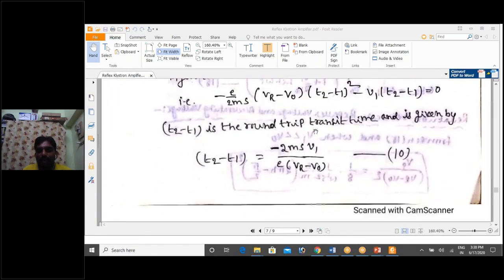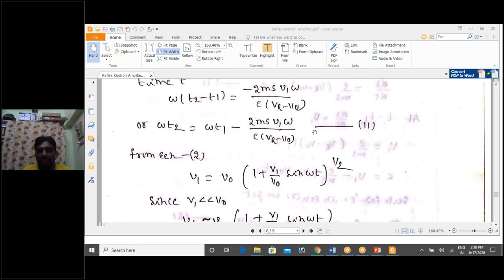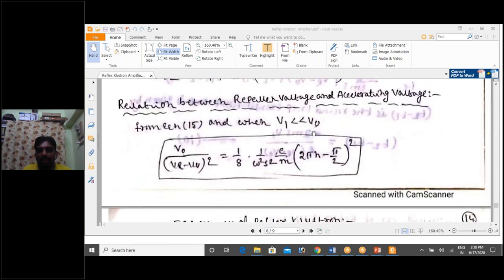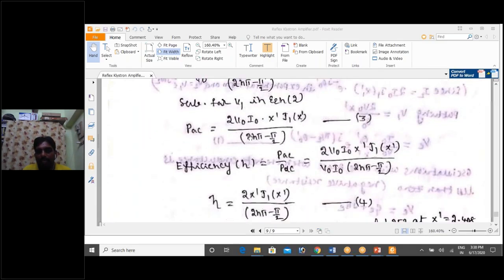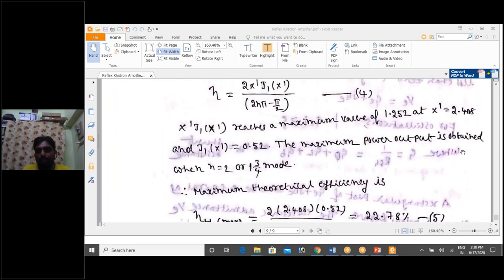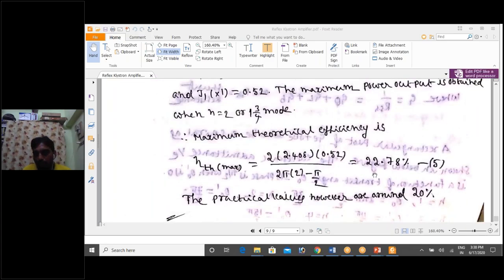Again, you find for different time constants, early electron, late electron, and reference electrons. For different time constants, we are calculating the efficiency, from the DC power and AC power. Output efficiency means the ratio of AC power to DC power. I am taking the value of AC power as this expression and DC power as this expression, substituting all those values, and according to our function table, I got the efficiency of the two cavity reflex klystron oscillator as 22.78%. This is the theoretical approach.